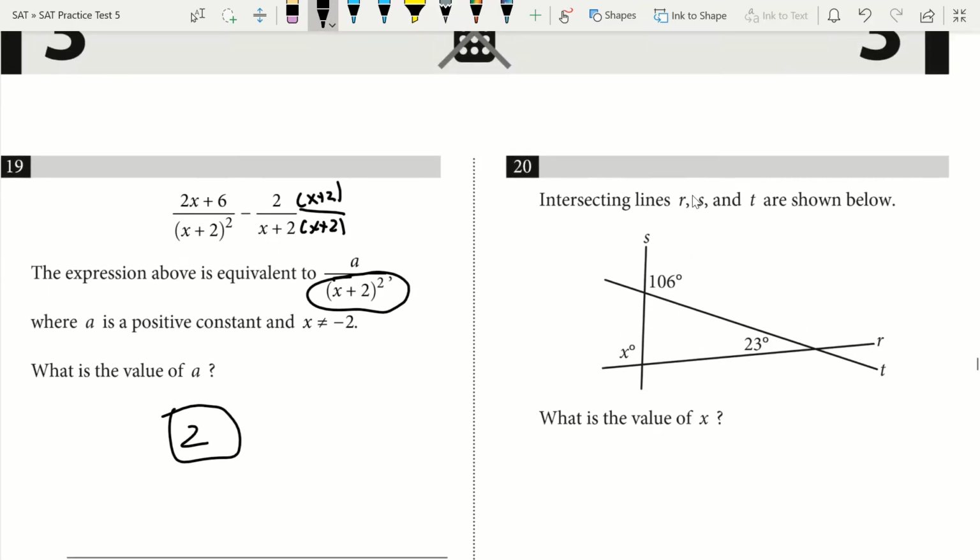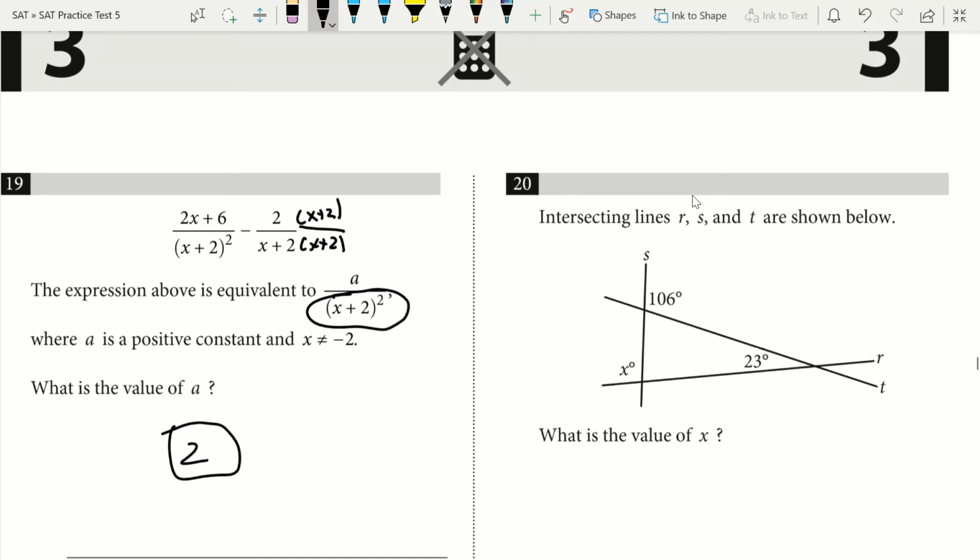Alright, question 20. Intersecting lines R, S, and T are shown below. What's the value of x? Well, this 106 means I have to have a 74 here to make that 180. And then all of the interior angles in this triangle have to add to 180. 74 plus 23 gives me 97, which means that I have to have 83 right there, which means that x will equal 180 minus 83, which is equal to 97.